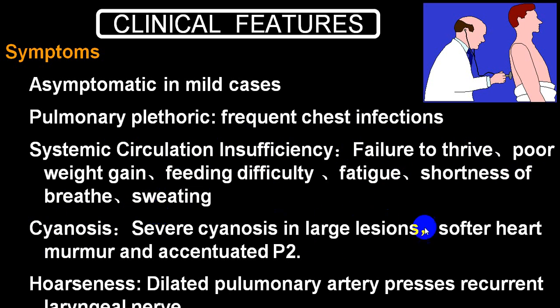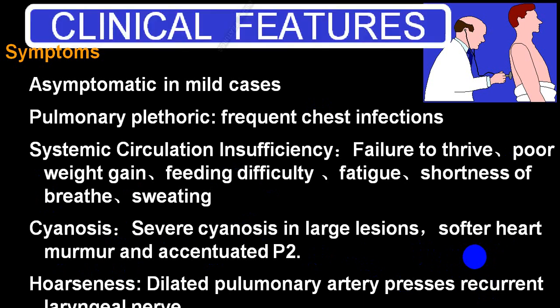And if it is a large lesion, it will be early. You will have a soft murmur, and P2 will be loud. Because of a dilated pulmonary artery, the recurrent laryngeal nerve may be paralyzed and you can have hoarseness of voice. Also, because of a big left atrial enlargement, you can have a pressure effect on the recurrent laryngeal nerve.